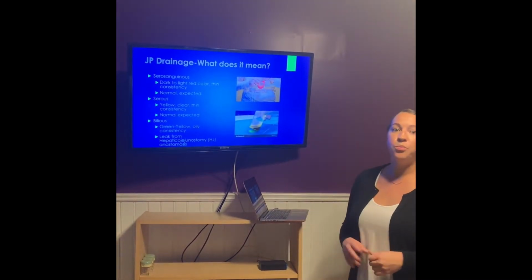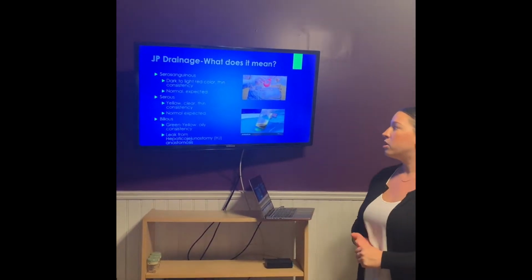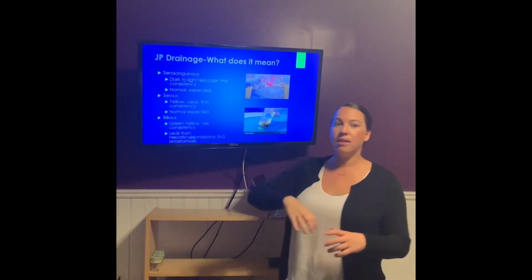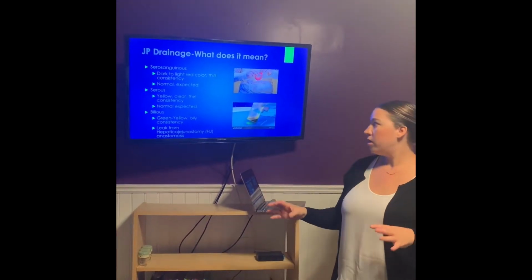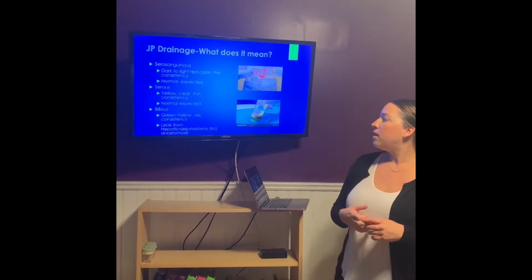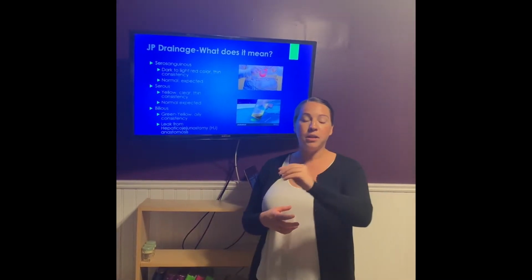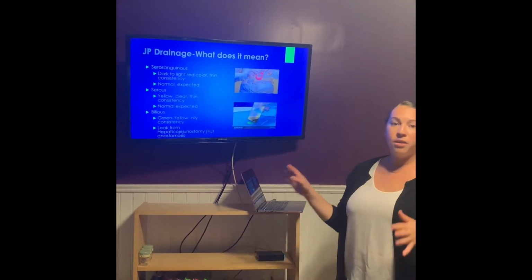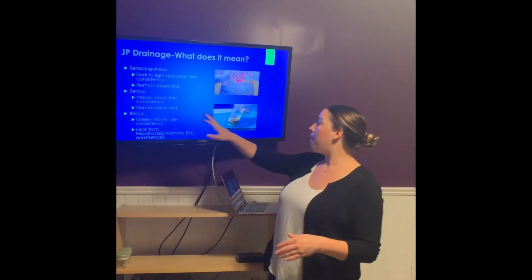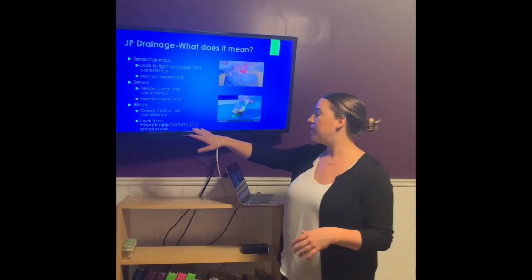So JP drainage, what does it mean and why is it so important? Normal JP drainage is sanguineous, so it's light to dark red color that almost looks like Hawaiian punch. Another normal JP drain output is serous. So serous is that clear yellow color. That's also normal. When you start getting worried is when you start to see bile come out of the JP drain, so that's a green, yellow, oily consistency.